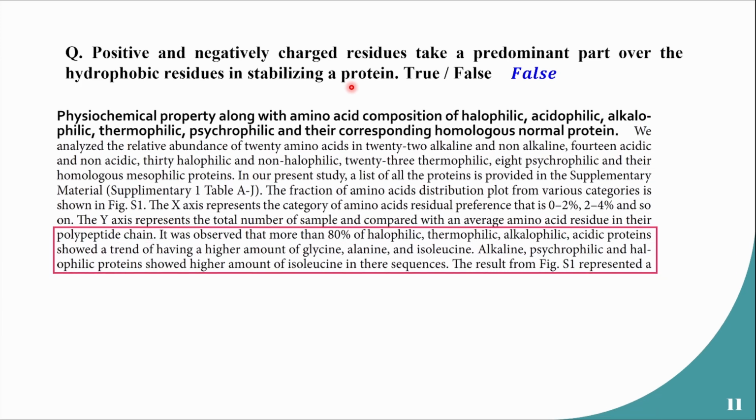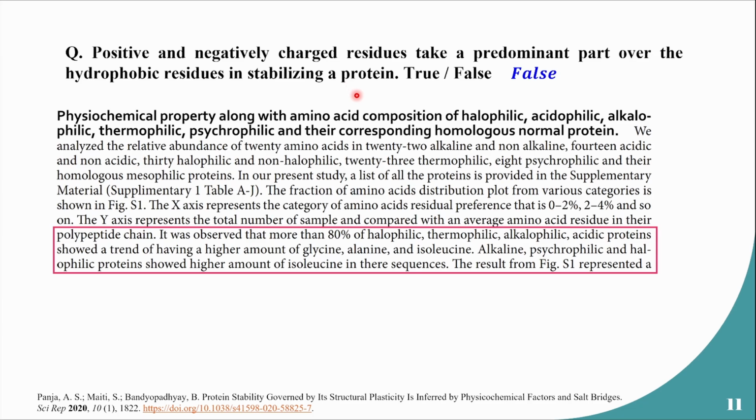So here again, accompanying this one, I have a small part of a particular paper which I have referenced here. What they have basically represented here is the physicochemical property along with the amino acid composition for halophilic, acidophilic, alkalophilic, thermophilic, psychrophilic, and their corresponding homologous normal proteins. And this particular rectangle I have highlighted.